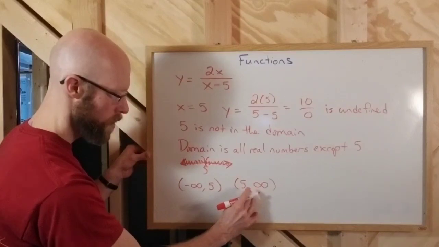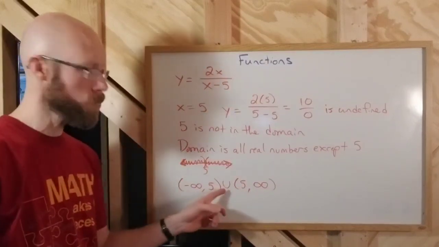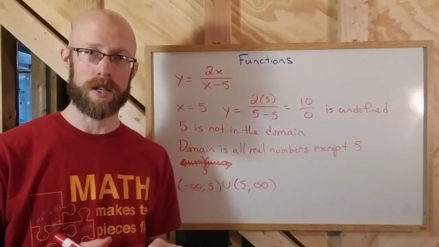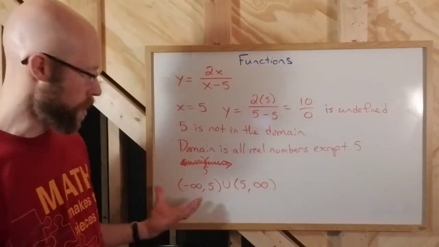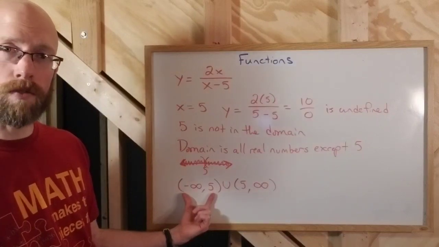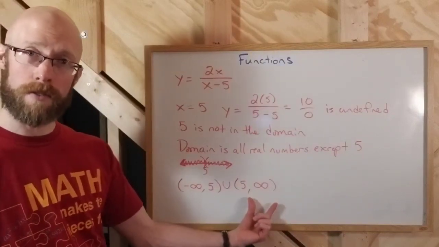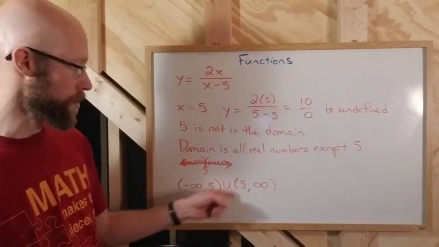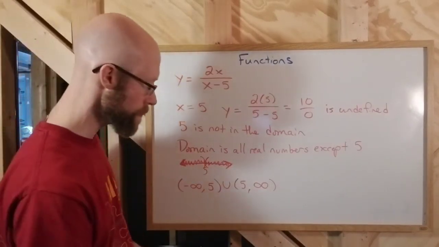And I'm going to use a union symbol to represent that both of them are included in this set. Okay? So the domain is all real numbers except 5, so it's everything less than 5, right? Negative infinity to 5. Everything greater than 5 is 5 to infinity, but not 5 itself, so I have parentheses on the 5. All right?